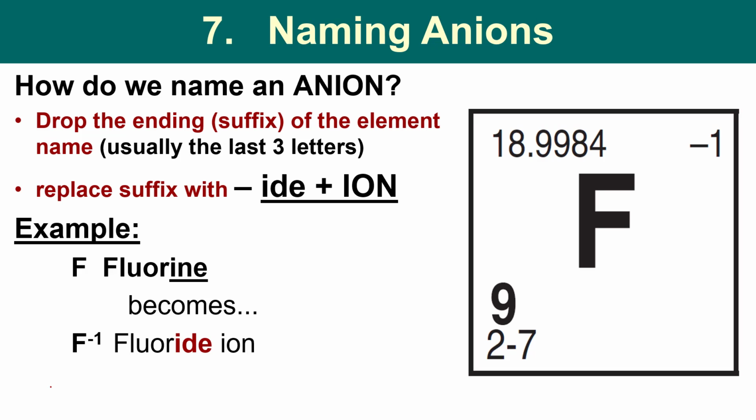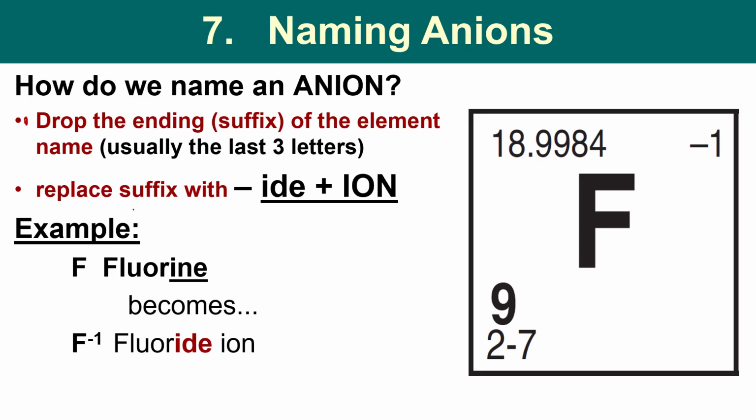So how do we name an anion? Well, what we're going to do is take the original name of the element, and then we are going to drop the ending, which we call the suffix of that element, usually the last 3 letters.